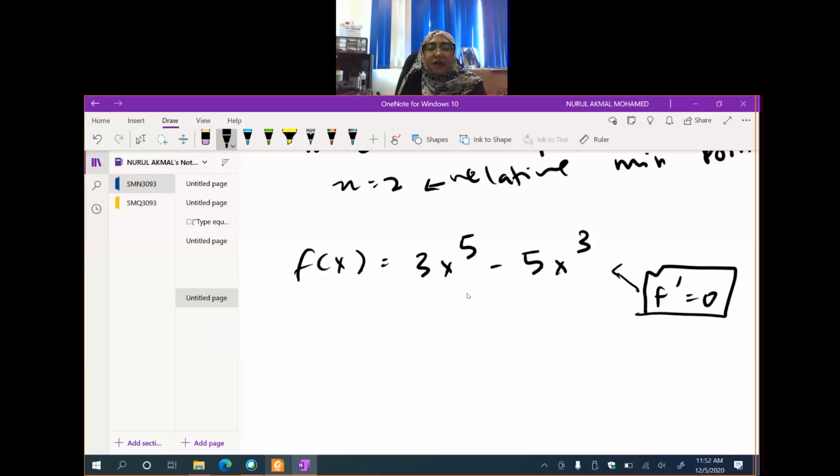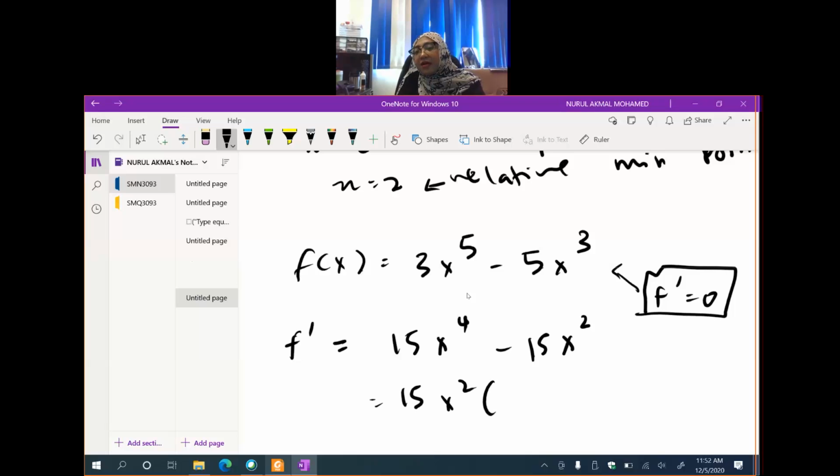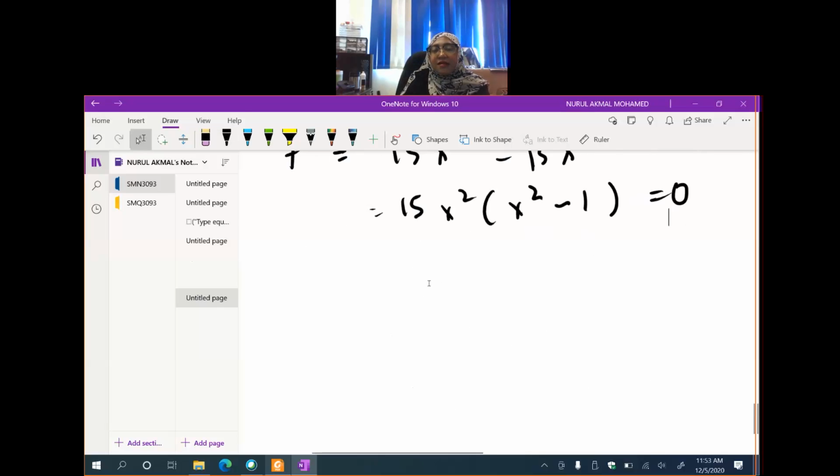If you differentiate, you will get f prime equal to 15x to the power of 4 minus 15x squared. You factorize this and get 15x squared times x squared minus 1. You let this equal to 0, and after that you get x equal to 0, x equal to negative 1, and x equal to 1. So you have 3 critical points.